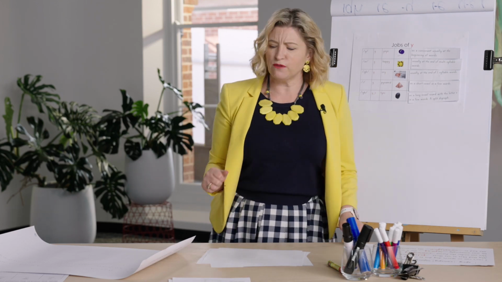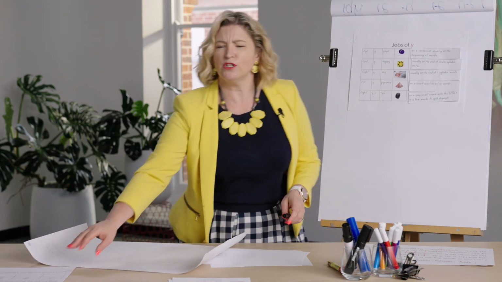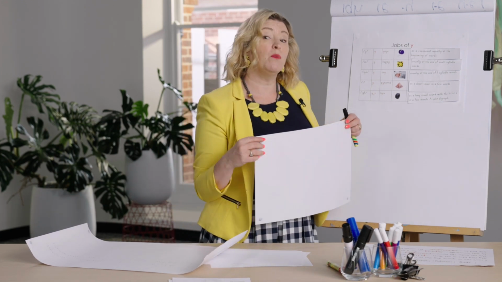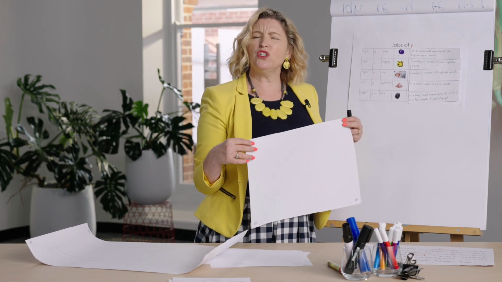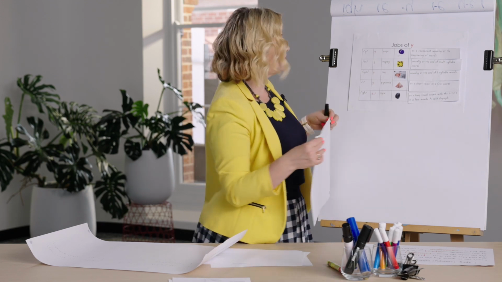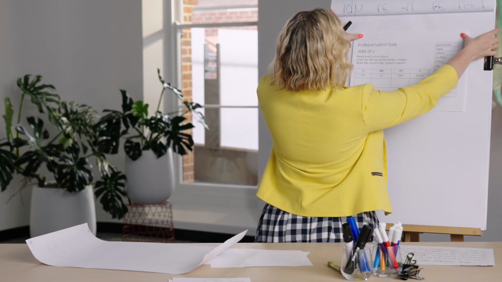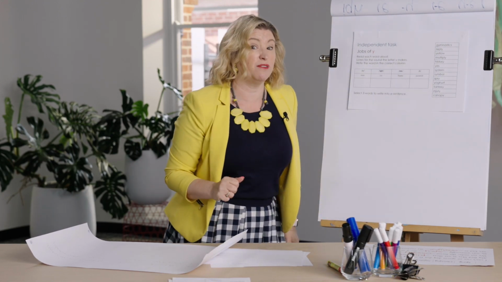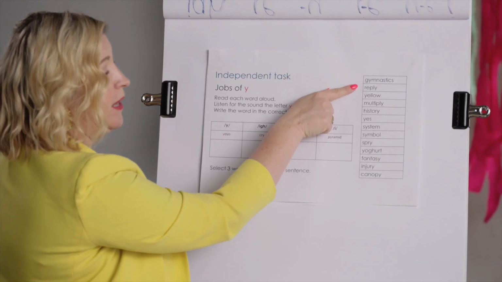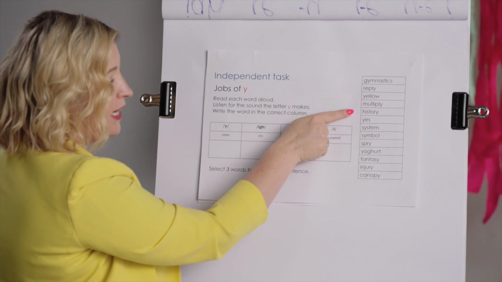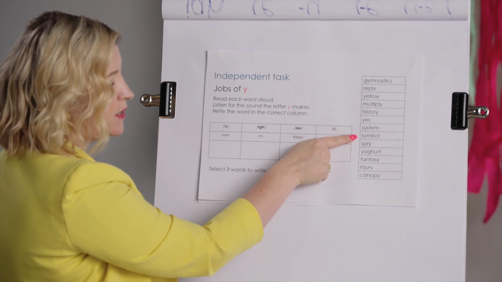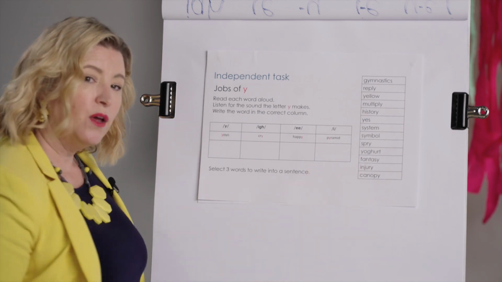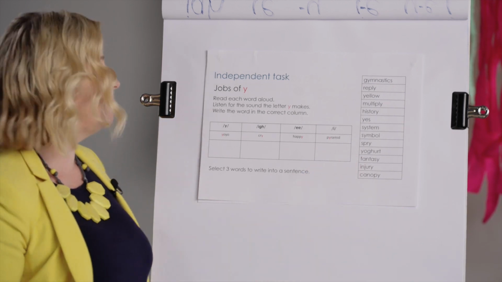Your independent task for today, if you choose to do it, which I hope you will, you're going to take on your task. Your task today is to sort some words with jobs of Y. So it gives you a look at some more words that have Y doing different jobs. So we want you to read all these words aloud. I'll do them with you really quickly. Gymnastics, reply, yellow, multiply, history, yes, system, symbol, spry, yogurt, fantasy, injury, canopy. We've seen some of them already this lesson, but not all of them.